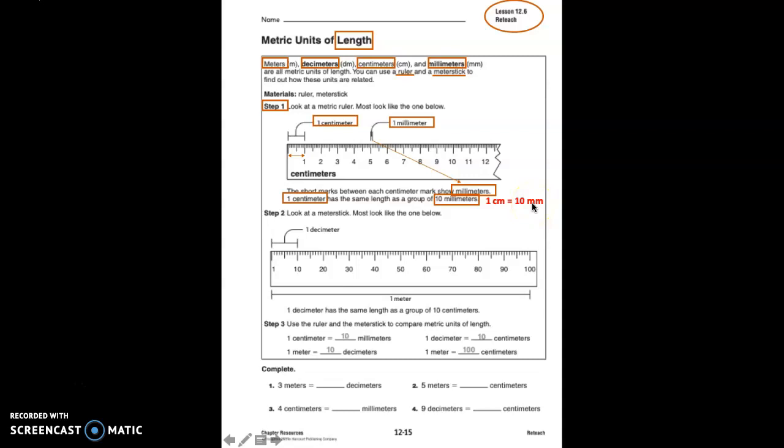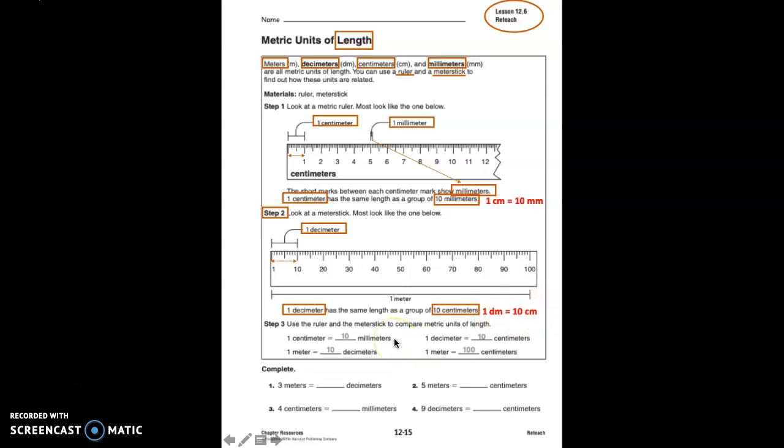Let's take a look at step 2. Look at the meter stick. Most look like the one below. Here's our meter stick. So this whole thing is 1 meter. From 1 to 10 is 1 decimeter. That's this space here. 1 decimeter has the same length as a group of 10 centimeters. So 1 dm, or decimeter, equals 10 cm, 10 centimeters.